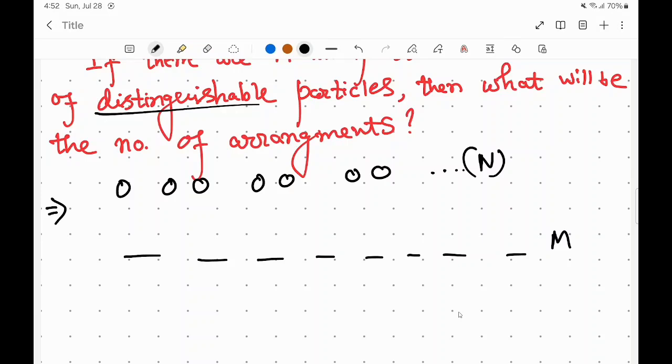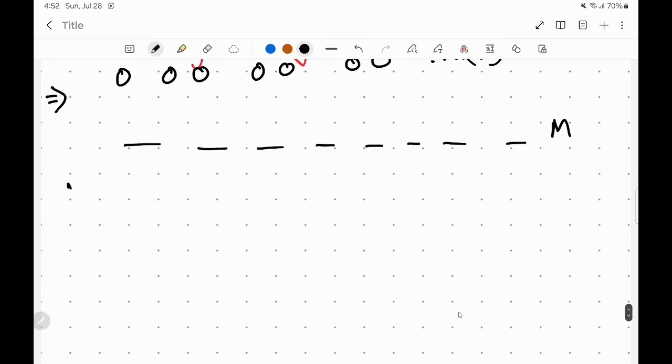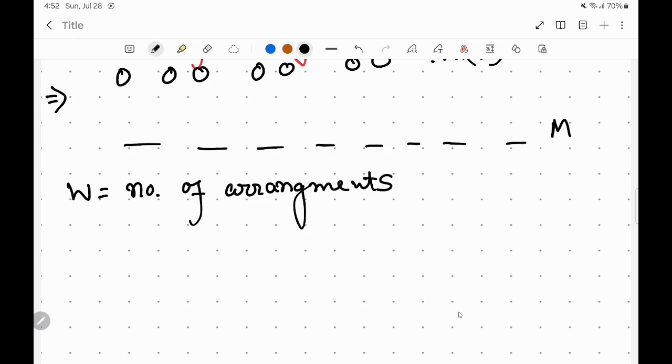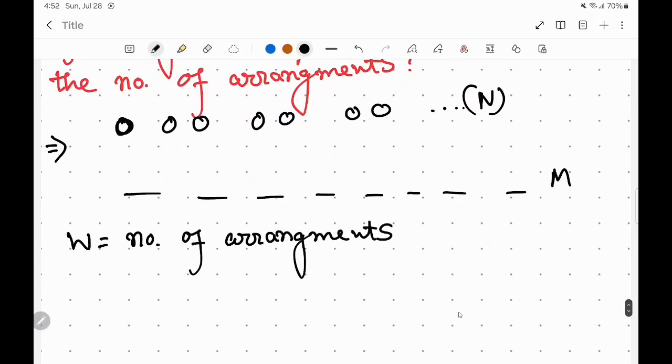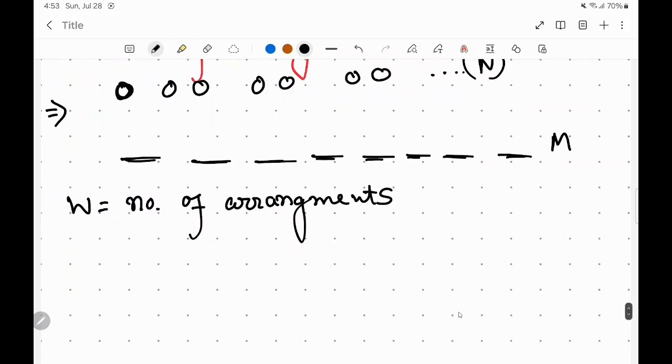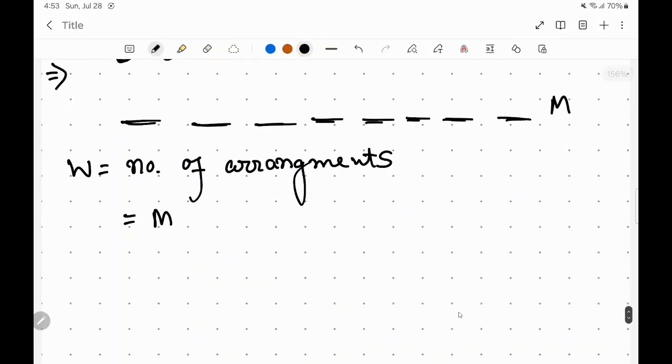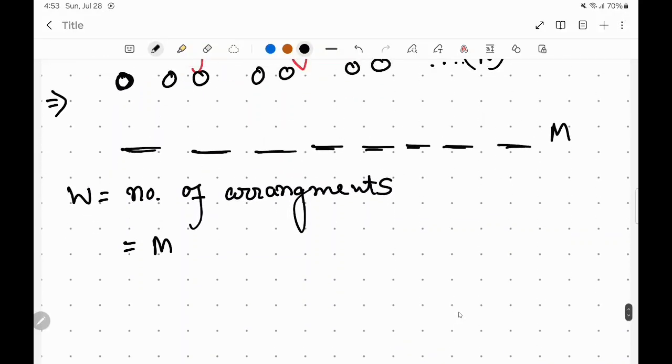Now you have to find out the number of arrangements. Let me write W. You know W, the weighted factor, is eventually the number of microstates, or you can write the number of arrangements, whatever you want. So what will be W? We can solve this problem by our knowledge of permutation and combination. Let's say for the first particle, there are m number of states, so there will be m number of ways by which you can arrange that particle in those m states. So for the first particle, there will be m arrangements.